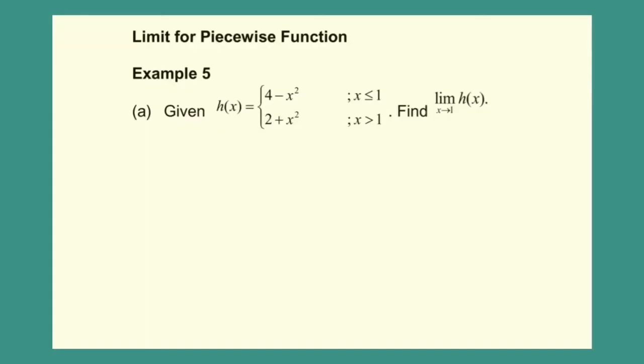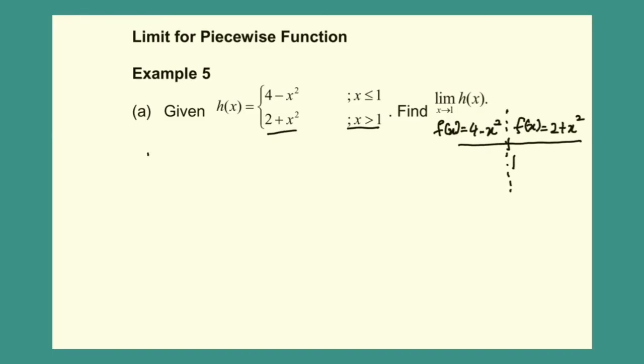Now we will look at the limit for piecewise function. Given h(x) equal to 4 minus x squared for x less than or equal to 1 and 2 plus x squared for x greater than 1. Find limit h(x) as x approaches 1. To look clearly, draw a line to separate these two functions. Put 1 here. At the left, the function is 4 minus x squared. And for the right, or for x greater than 1, the function is 2 plus x squared.